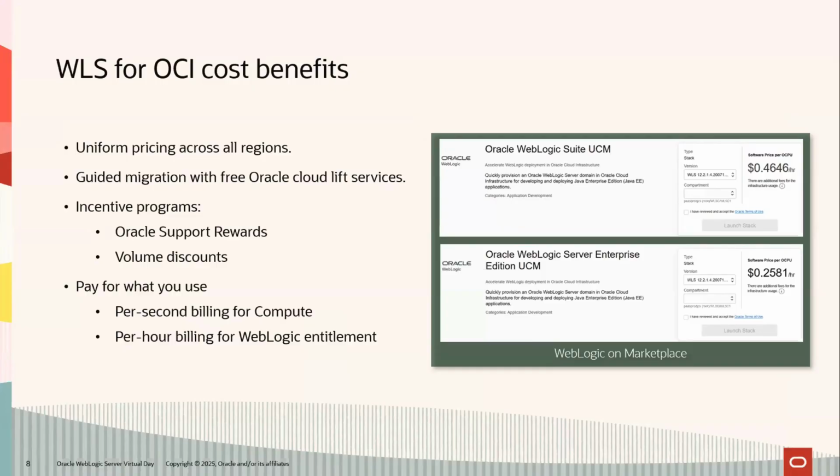The universal credits is basically the coin that you use in the entire Oracle Cloud to buy any service within Oracle Cloud. So if you also have extra credits, you can definitely burn them with these compute instances. And Oracle Cloud Infrastructure also has other incentive programs like Oracle Support Rewards and volume discounts. So if you have an existing license and decide to also use WebLogic Server for OCI, for every dollar you spend on Universal Credits, you also get support rewards, which is basically money that you can use to pay your support contracts. And definitely, as I mentioned, pay for what you use.